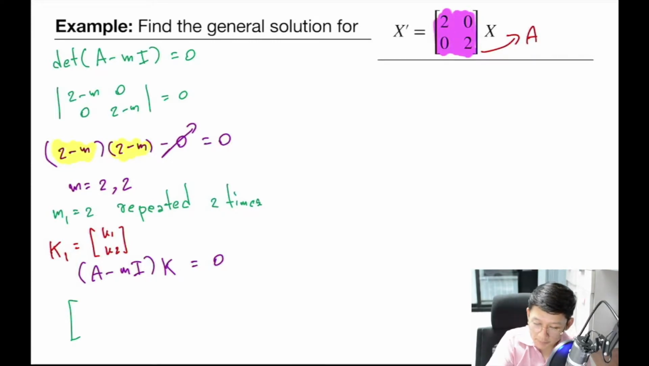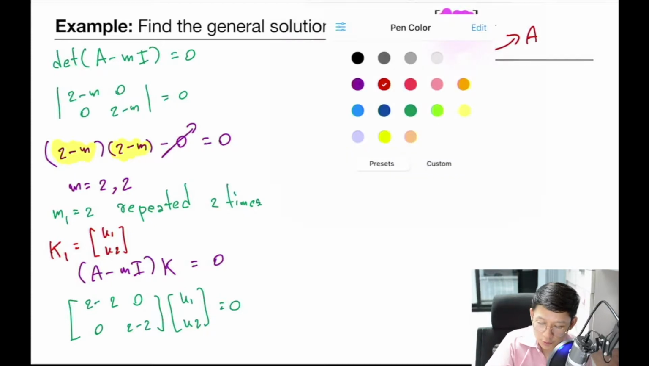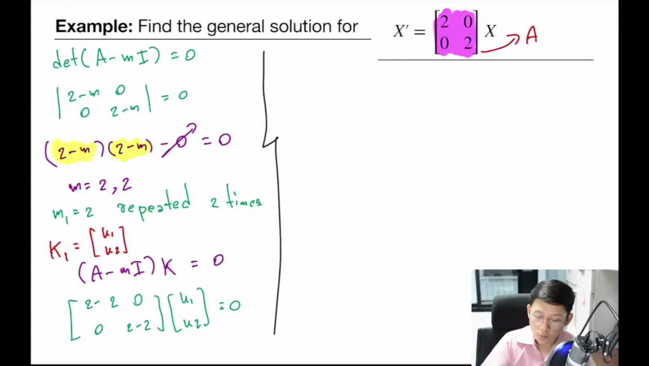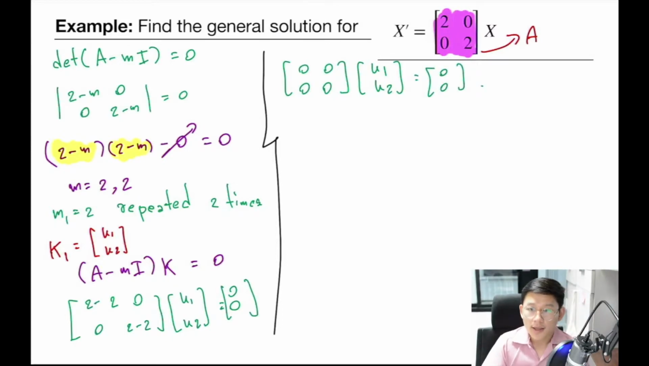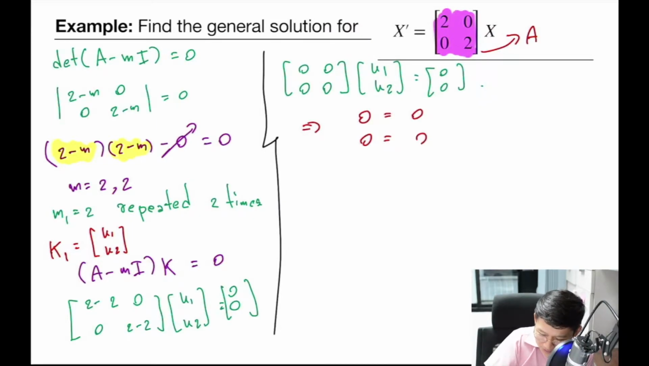So A minus mI would be 2 minus 2, 0, 0, 2 minus 2, and then you get k1, k2 equals 0. In that case, we have 0, 0, 0, 0, k1, k2 equals 0. Okay, 0 here is the matrix, so it must be 0, 0 like that. And what is happening? You get 0 equals 0 and 0 equals 0, right?